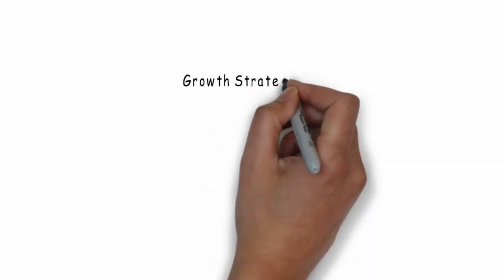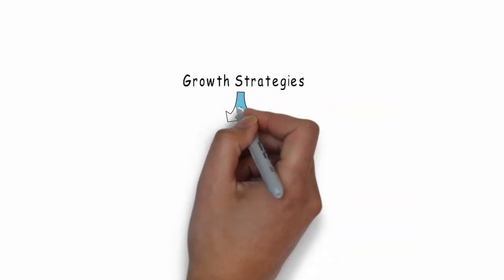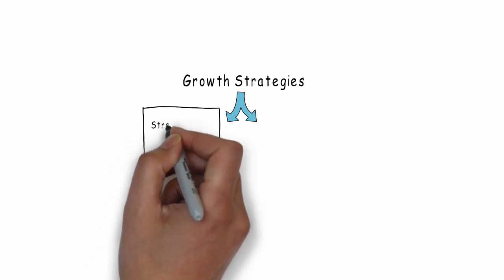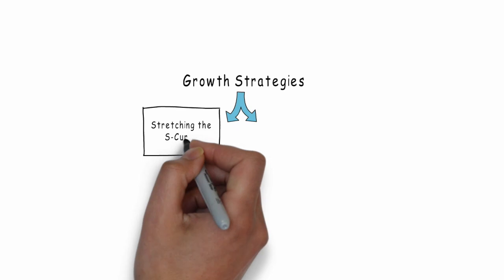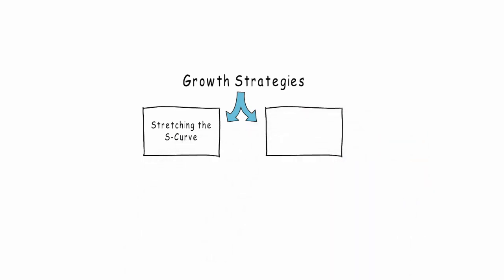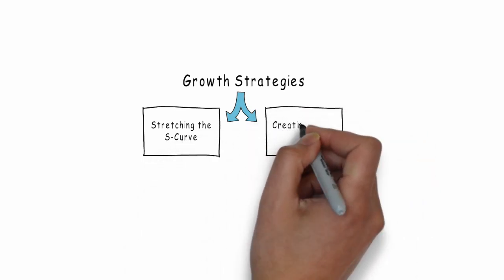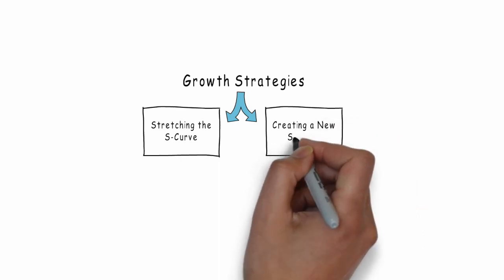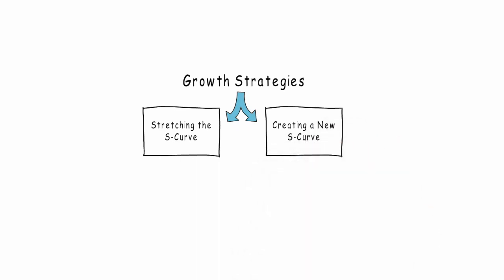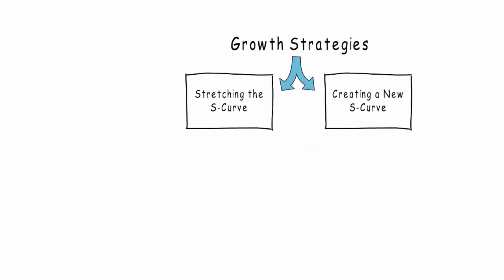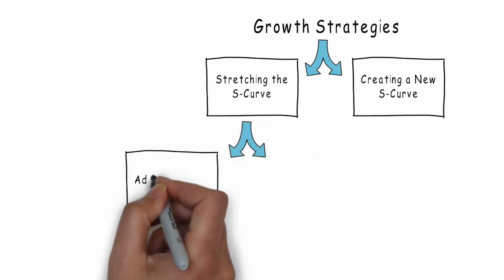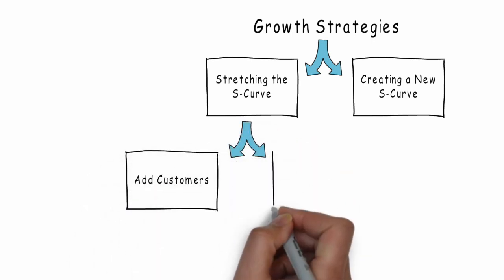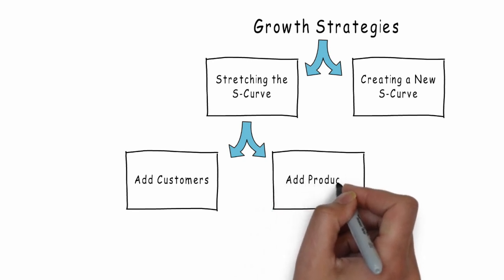This module looks at achieving corporate growth through extending your current business, or what is also called extending your S-curve. There are two general approaches to corporate growth. You can stretch your current S-curve or add a completely new business with its own S-curve. We'll examine that alternative in a different module. To extend your current business, again, you have two choices. You can either add customers for your current products, or you can add products for your current customers.